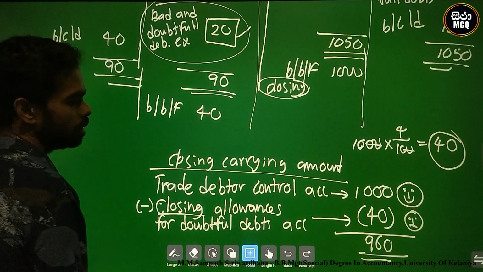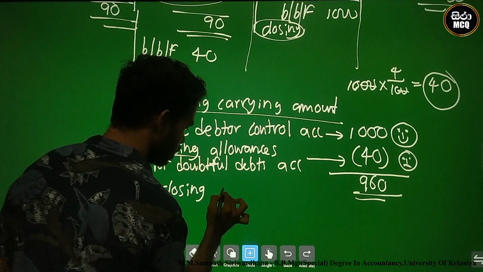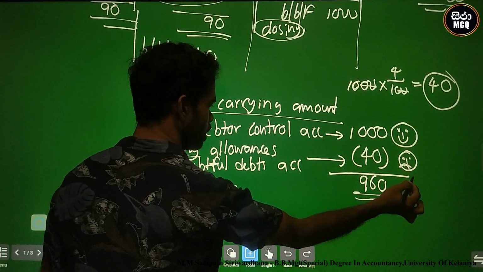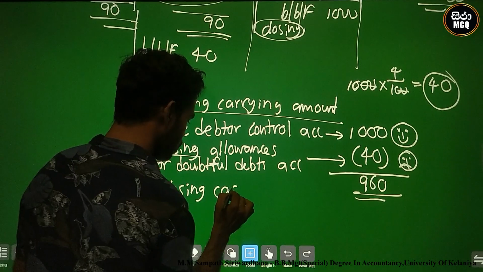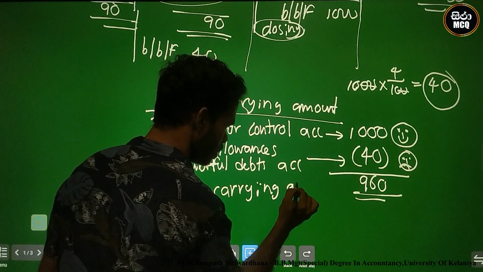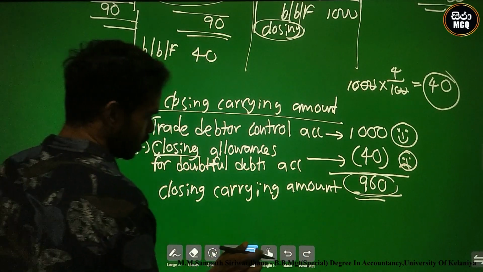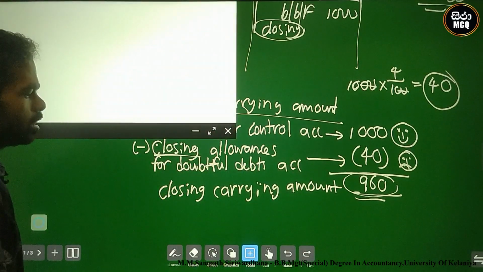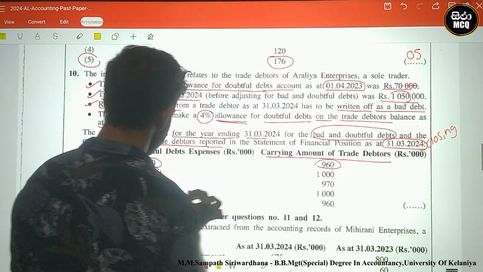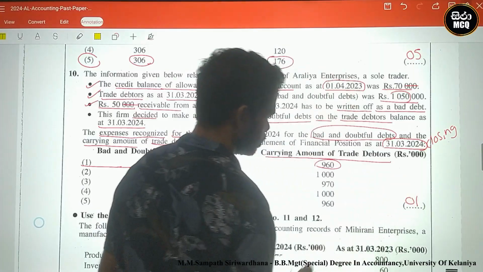This is the carrying amount, the closing carrying amount. This is our happy person, this is the unhappy person. The net effect is the closing carrying amount. 960. What is the answer? 960. And 20 is the expense. Answer is as given for question number 10.